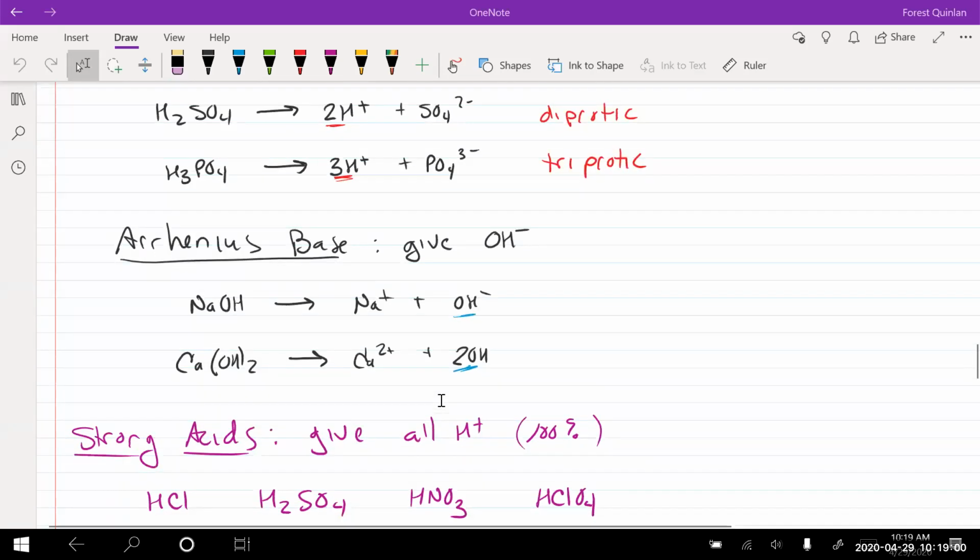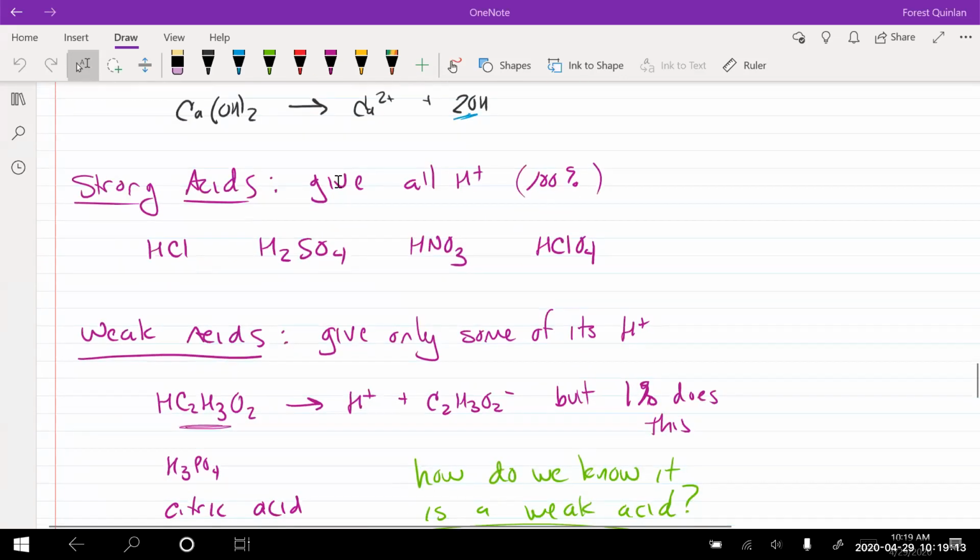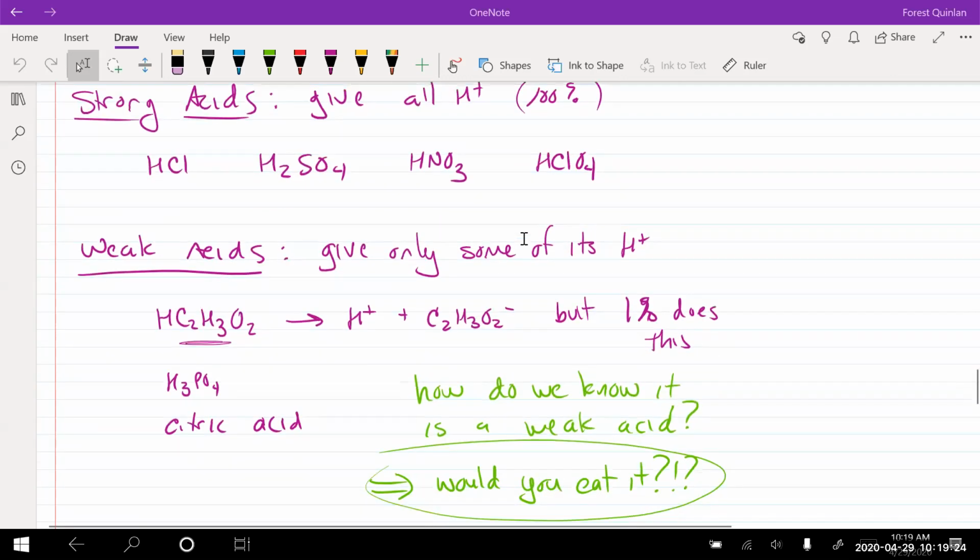And again, as I said in the last video, we know a lot about acids. We like acids. We ingest acids. We eat them. We don't like bases. So that's why you'll see very few examples with bases. I said that strong acids will give you all of their H pluses. There's only 4 of them for this class: hydrochloric, sulfuric, nitric, and perchloric. Everything else is a weak acid.